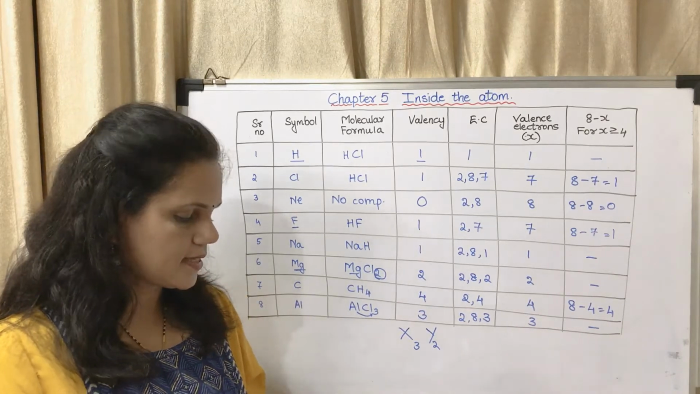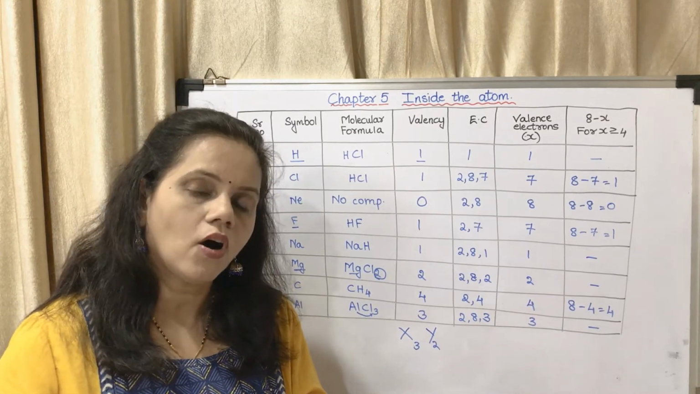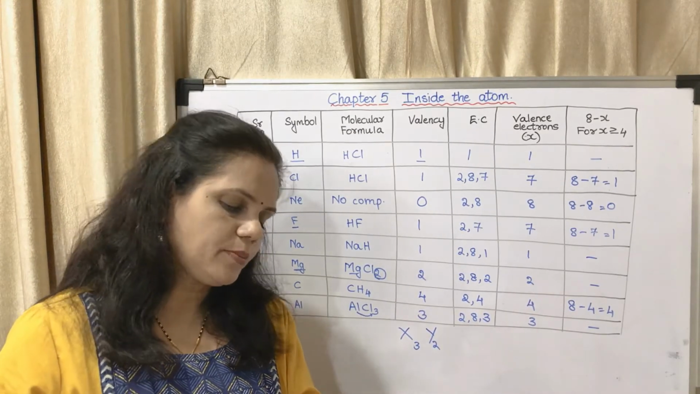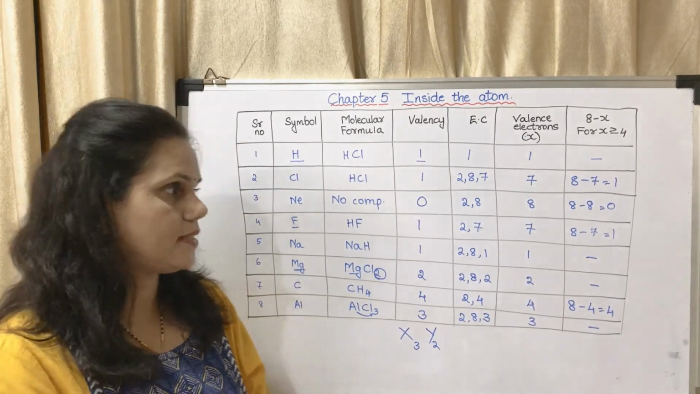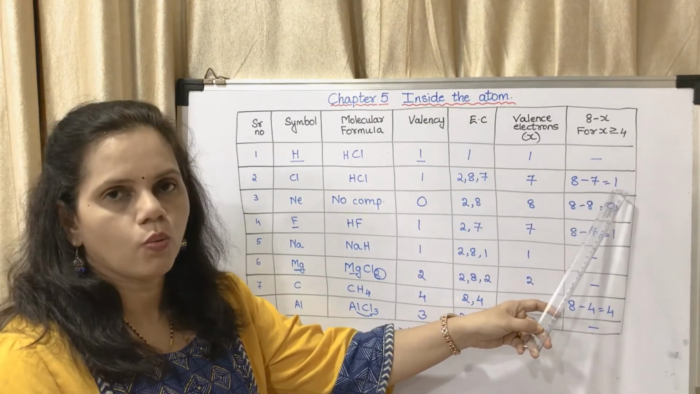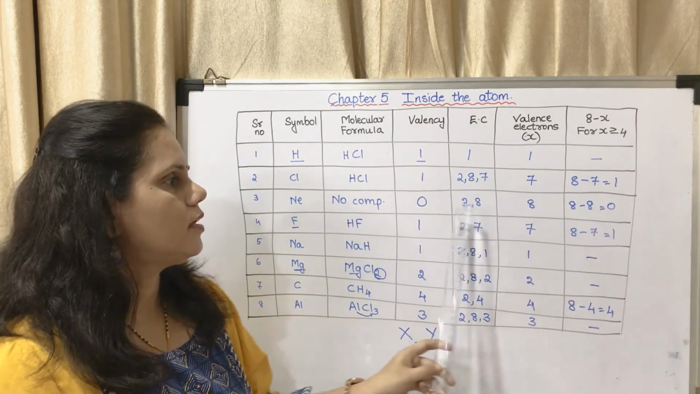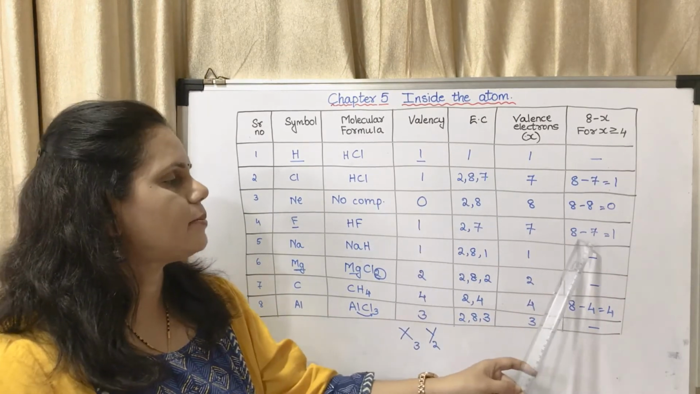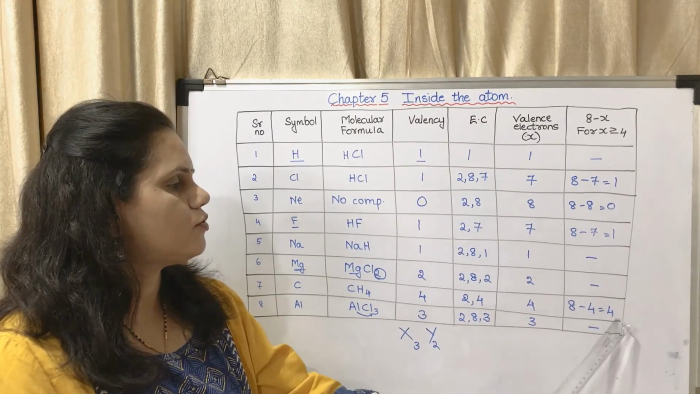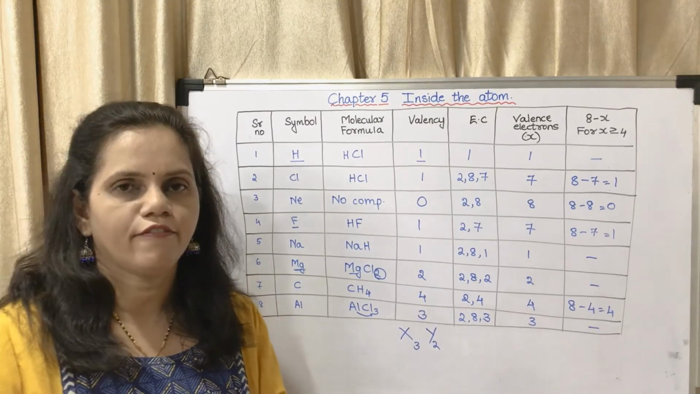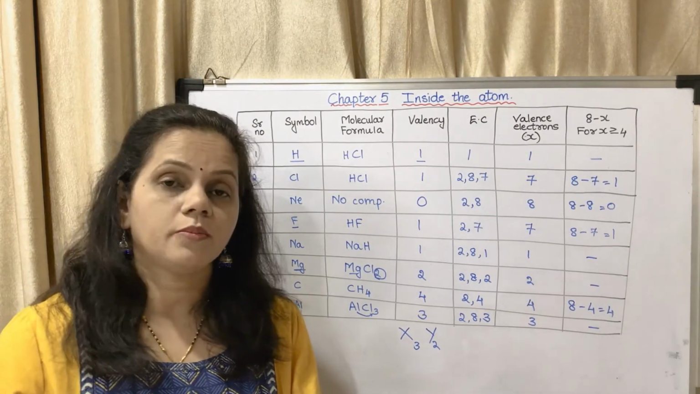Now the next is, when the number of valence electrons in an element X is 4 or more than 4, does 8 minus X match with the valency of that element? Yes. 8 minus 7 is equal to 1. That is its valency. 8 minus 8 is equal to 0. That is its valency. 8 minus 7 is equal to 1. That is its valency. 8 minus 4 is equal to 4. That is its valency. So, what is the answer? The answer is yes.